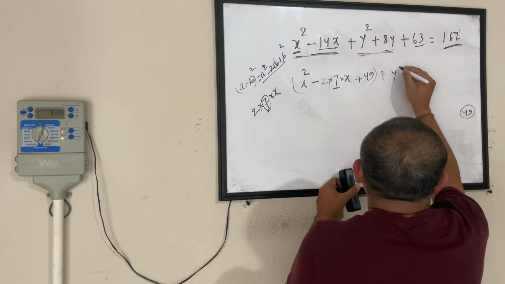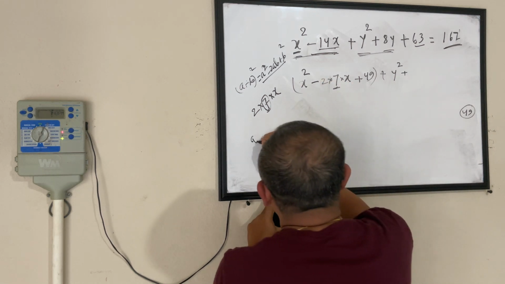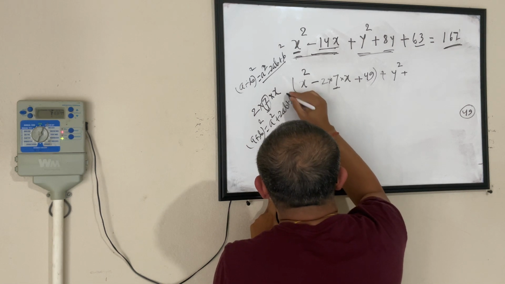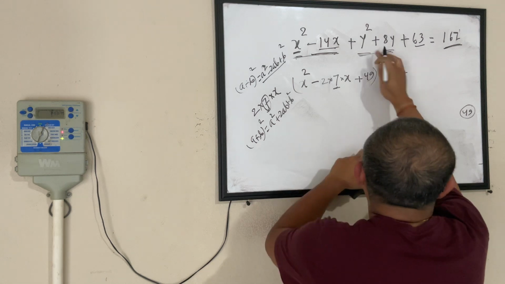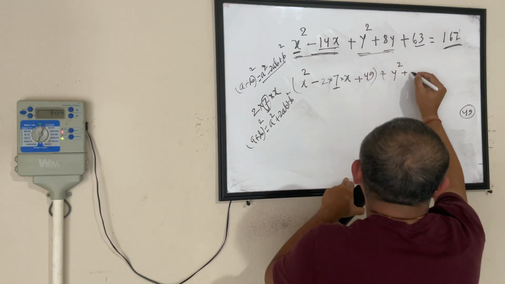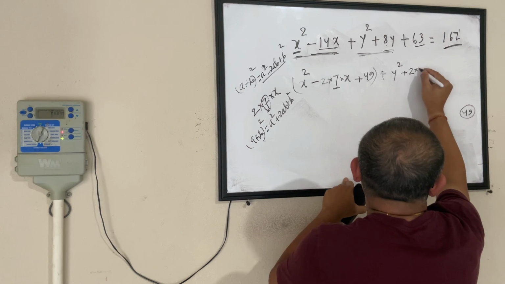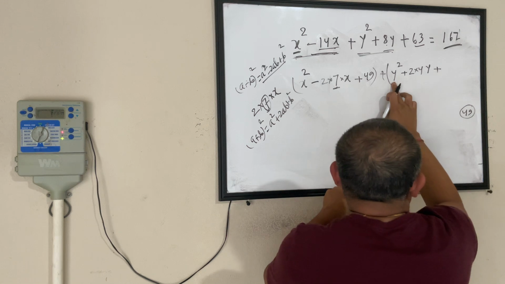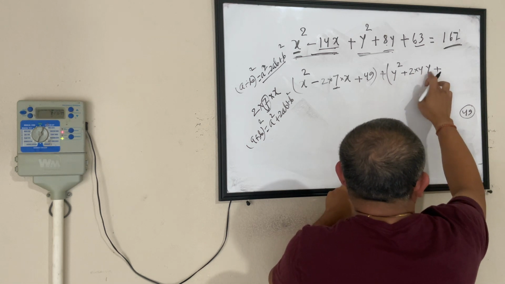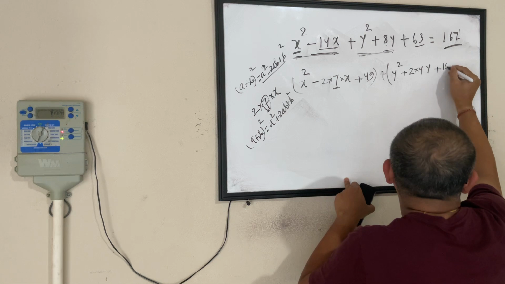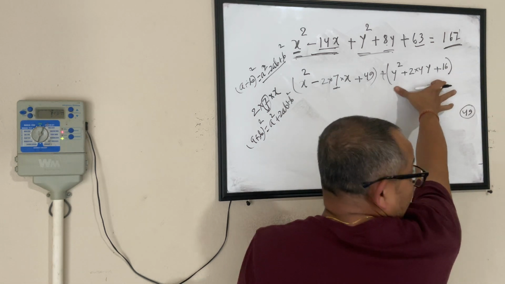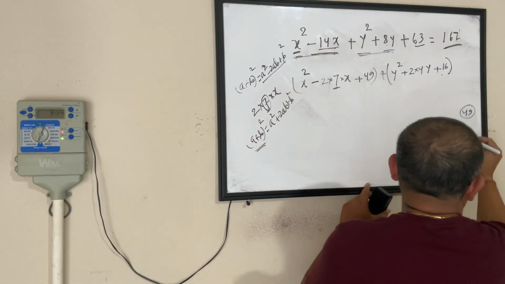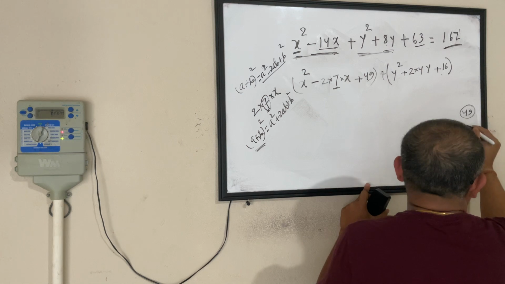this guy, y square. Again we know that a plus b whole square is nothing but a square plus 2ab plus b square. Here, what is my y square plus 8y? 8y is 2 into 4, which is 8y. So y square plus 4 into y, and the next one is 4 square, which is 16. Now this is in a plus b square form. So for this guy also we did not have 16, we borrowed it from somewhere.